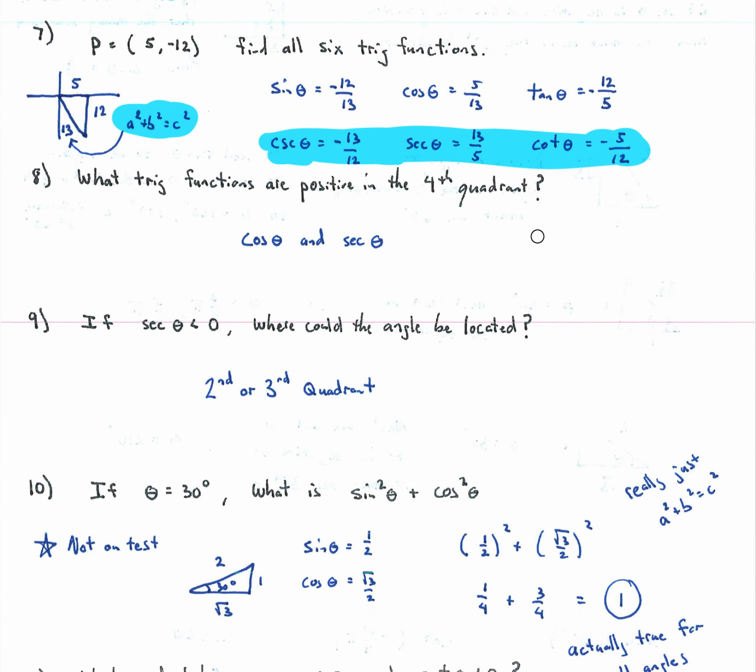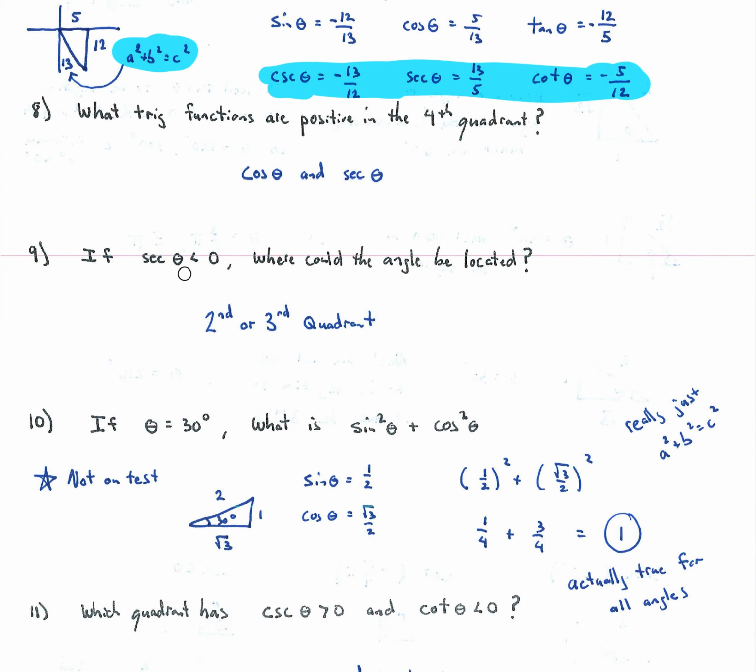Which trig functions are positive in the fourth quadrant? Well, that's just cosine and secant. Remember, if cosine is positive, secant is the reciprocal, so it's still positive. Sine is positive in the first and second. Tangent is positive in the first and third. Cosine is positive in the first and fourth. Remember, cosine is an x value. Sine is a y value. Tangent is a y over an x value, and then go from there.